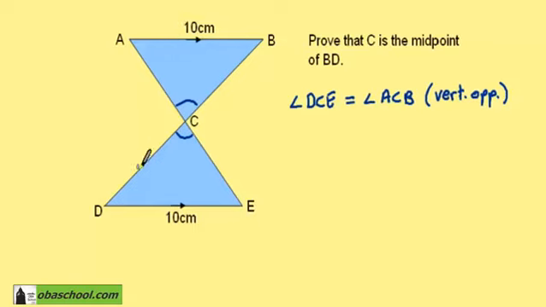Now consider the Z shape here with the two parallel lines. That means that this angle is equal to this angle. So angle EDC is equal to angle CBA, and the reason is that they are alternate angles.